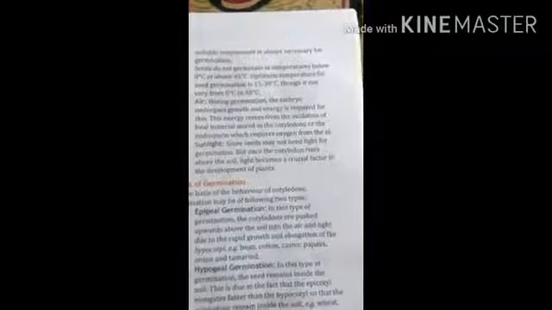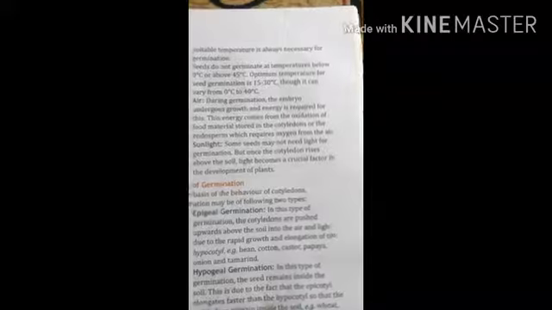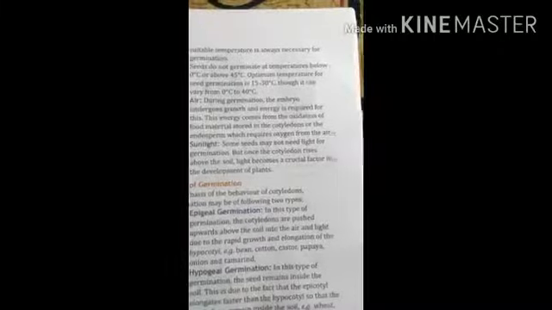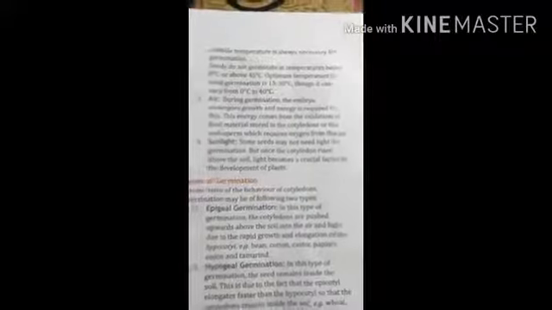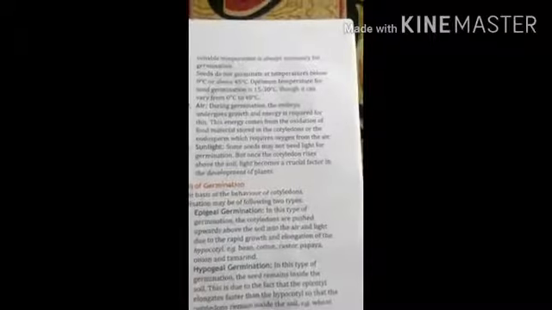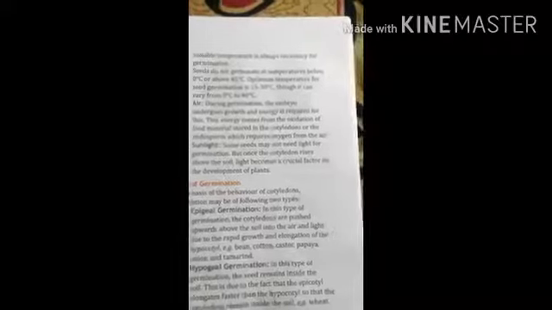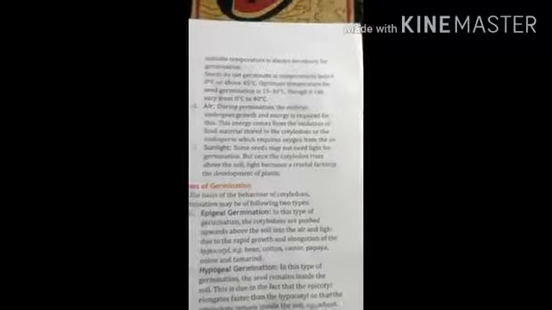Next is air. During germination, the embryo undergoes growth. Energy is required for this. Energy comes from oxidation of food material stored in the cotyledon or the endosperm, which requires oxygen from the air. Next is sunlight. Some seeds may not need sunlight for germination, but once the cotyledon rises above the soil, light becomes a crucial factor for development of plants.